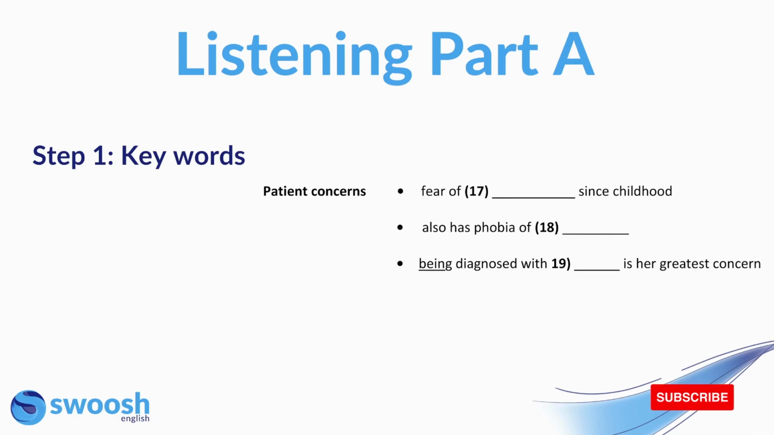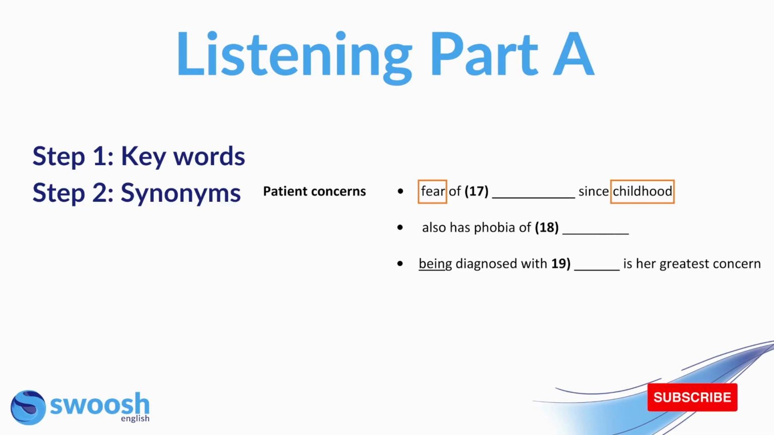Step 1 is to identify keywords. Before the audio starts, you will have some time to read through the notes, or in the case of part B and C, the questions. And in this time, identifying keywords is a really important step. Let's do that now for question 17. We can identify the keywords are fear and childhood. Remember that keywords tend to be nouns, verbs, adjectives, sometimes adverbs. So these are the types of words we're going to identify.